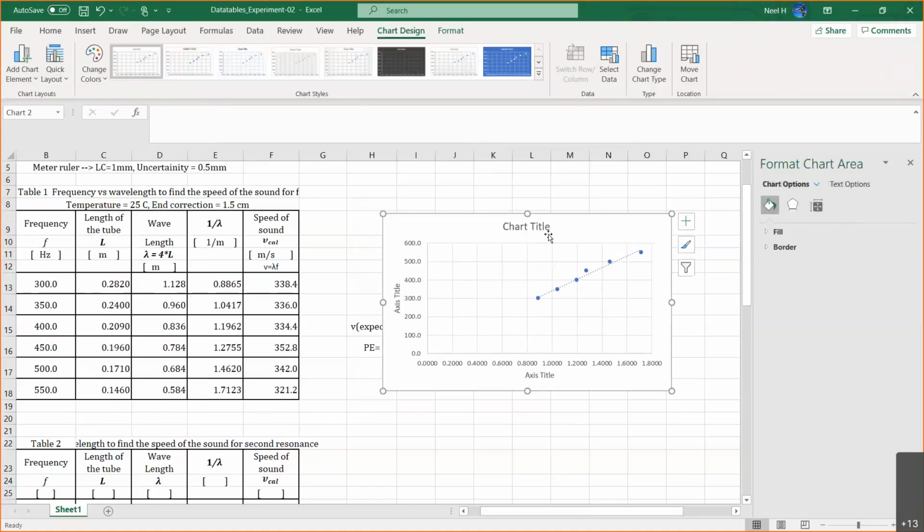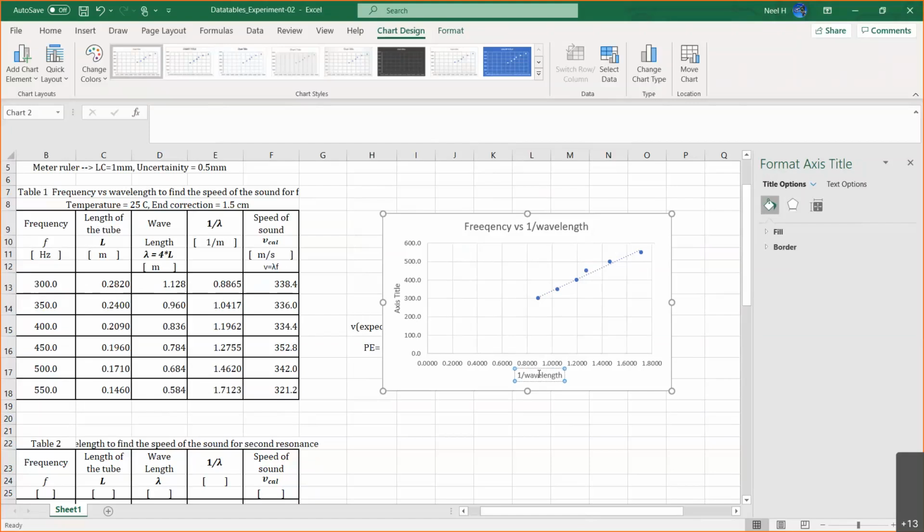Let's format this a little bit. Chart title, you need to have a chart title here. This is going to be frequency versus 1 over lambda, or inverse lambda, you can say, or 1 over wavelength. And then the x-axis is going to be 1 over wavelength.